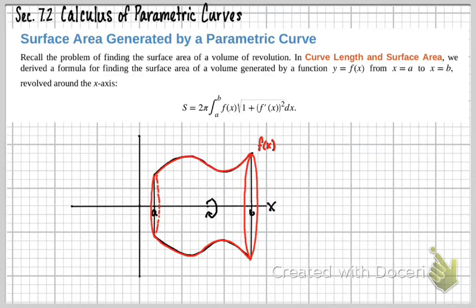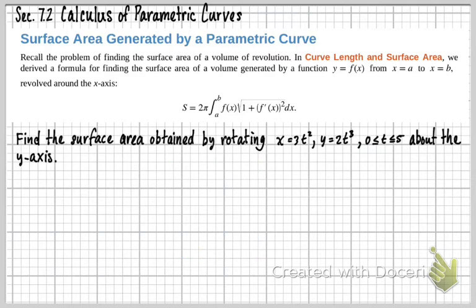So let's try one. So now for this problem, it says find the surface area obtained by rotating x being 3t squared and y being 2t cubed on the bound 0 to 5 about the y-axis. So the one I showed you just a second ago was about the x-axis. So this one's going to be a little different. So what I'm going to do is I'm just going to graph these parametric equations here.